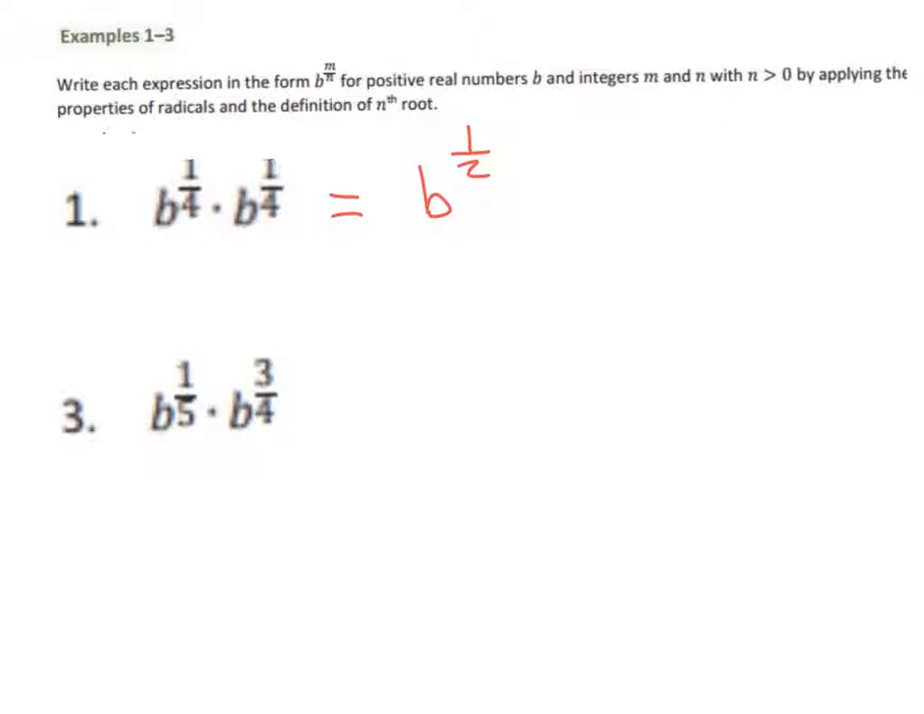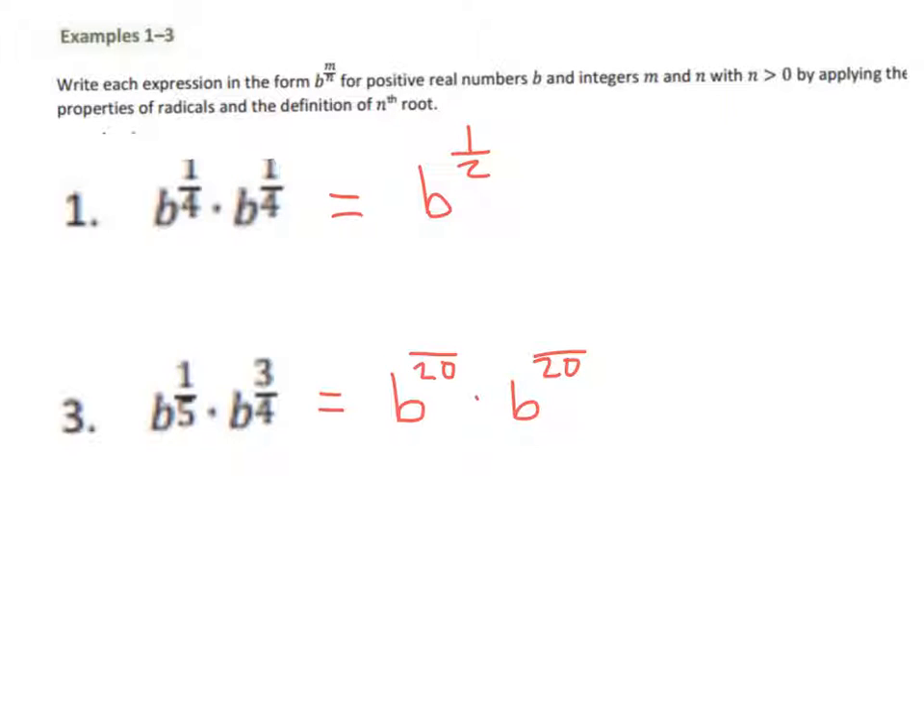Okay, next one. This one's a little more difficult. We've got b to the 1/5 times b to the 3/4. I have to keep the base and add the exponents. They do not have common denominators, so you must change them. Smallest common denominator will be 20th. So I have b to some 20th times b to some 20th.